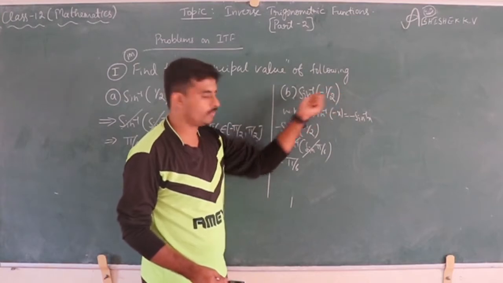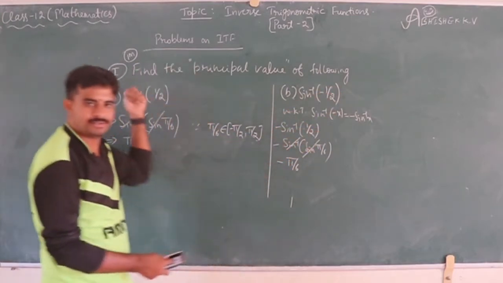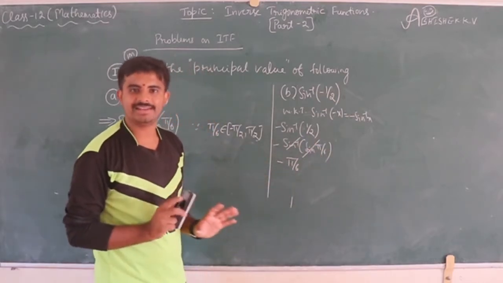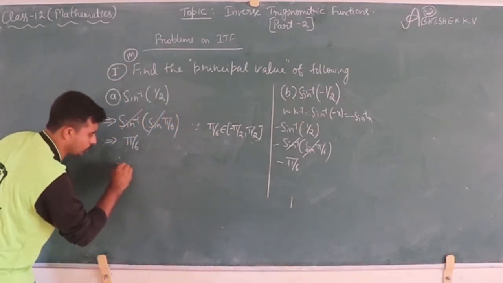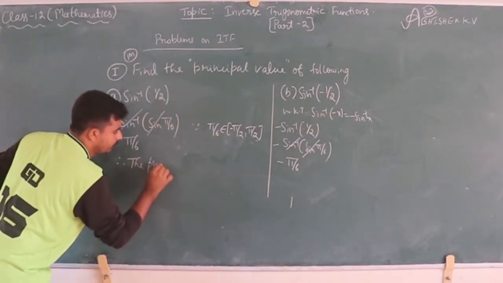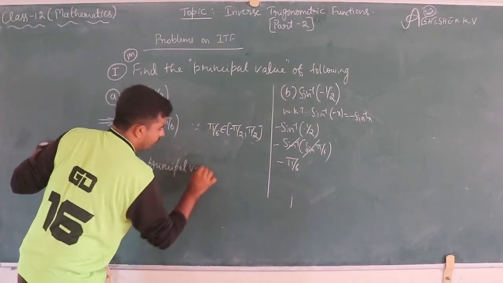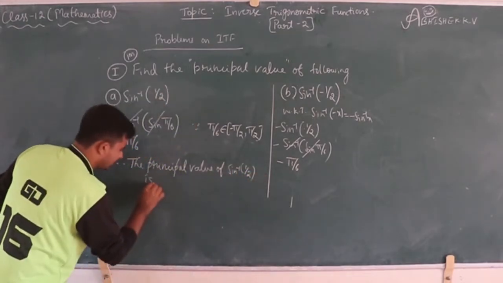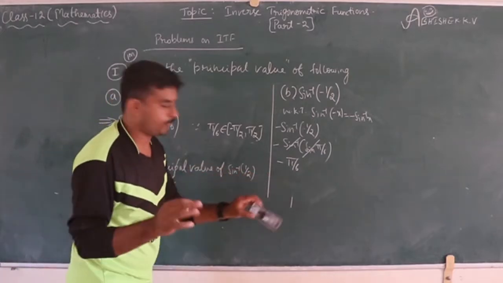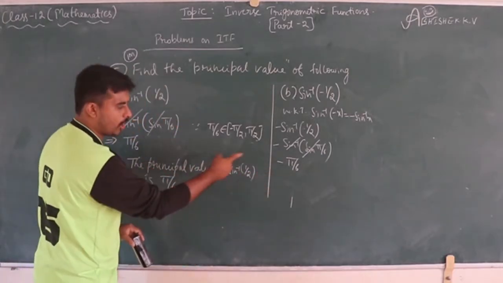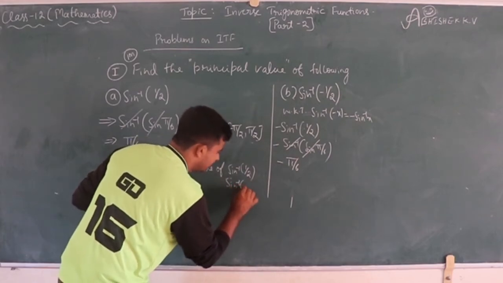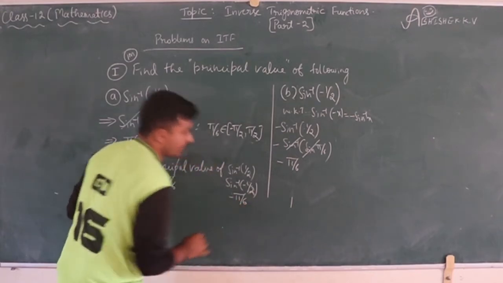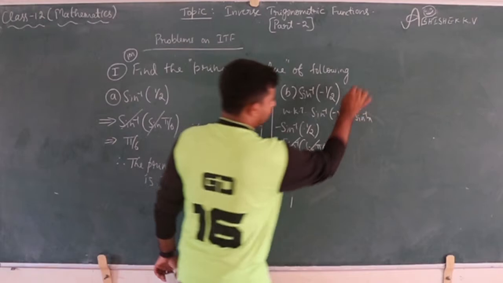So we should use the property that sine inverse of minus 1 by 2 can be written as minus sine inverse of 1 by 2. Again, using the same method, sine inverse of sine pi by 6, sine inverse and sine get cancelled. We are left with minus pi by 6. Therefore, at the last you should write: the principal value of sine inverse of 1 by 2 is pi by 6. In this also, the principal value of sine inverse of minus 1 by 2 is minus pi by 6. Is it clear? Then look at the next problem.